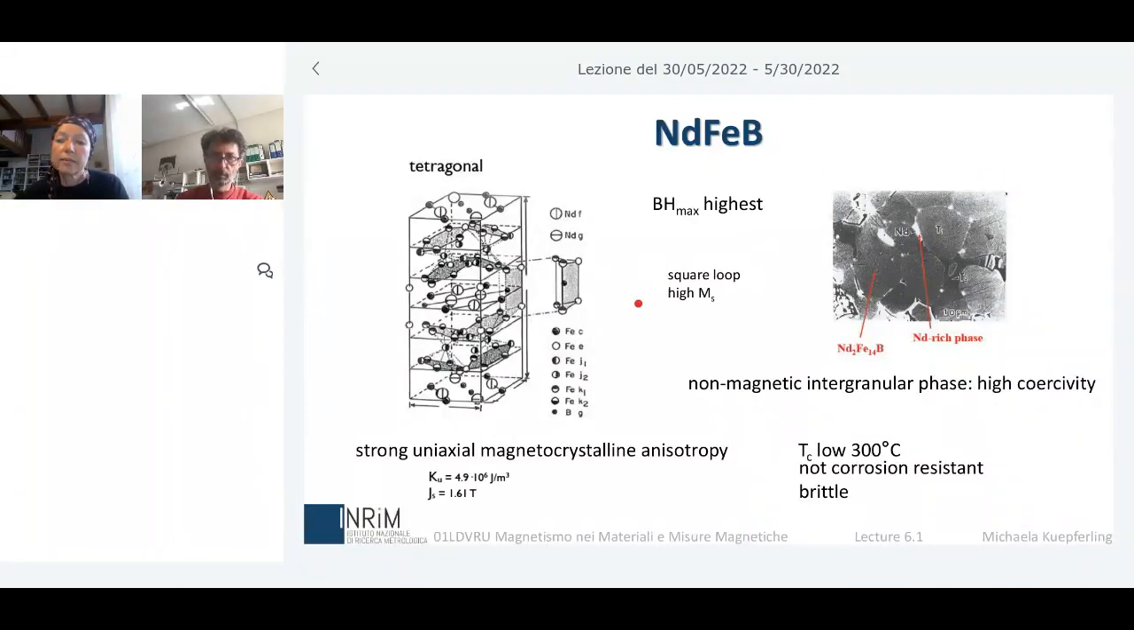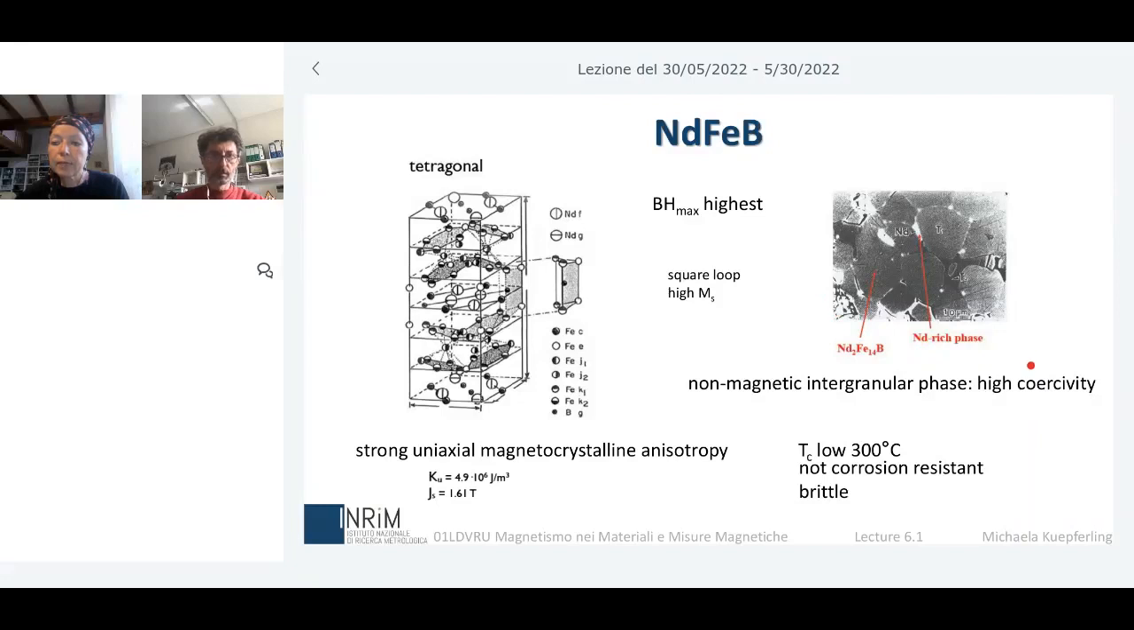It has a very nice square loop and a high saturation magnetization. Here again, we have a strong uniaxial magnetocrystalline anisotropy. You can see here that the anisotropy constant is 4.9 times 10 to the 6 joule per cubic meter. And of course, we have it along the long axis of this tetragonal unit cell.